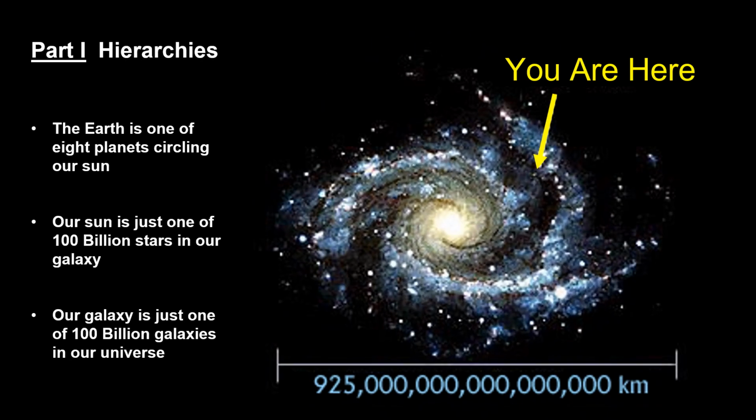Okay, so starting with the hierarchies. This image you're seeing here is an artist representation of what we think our galaxy looks like. This is the Milky Way galaxy. It's pretty big, as you can see by the scale at the bottom there. That's a pretty typical galaxy. Now the Earth, as you know, is one of 8 planets circling around the sun. Sorry, Pluto.